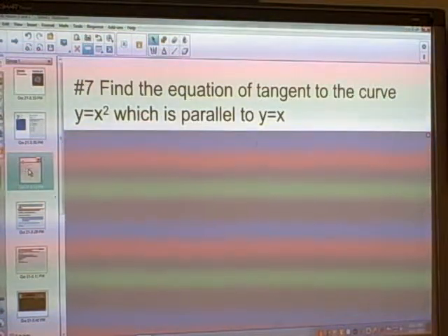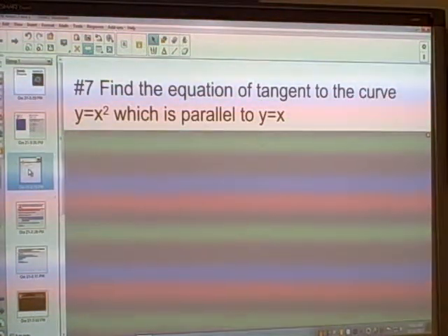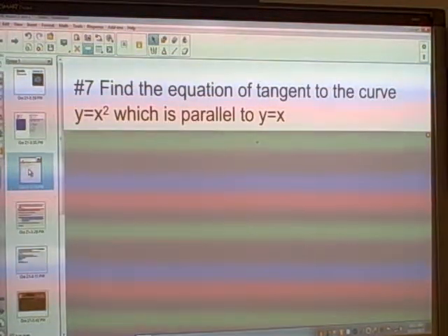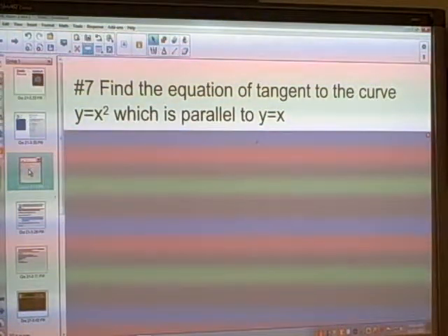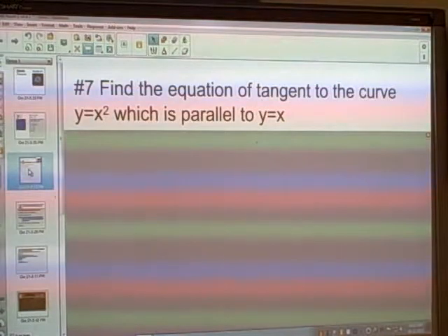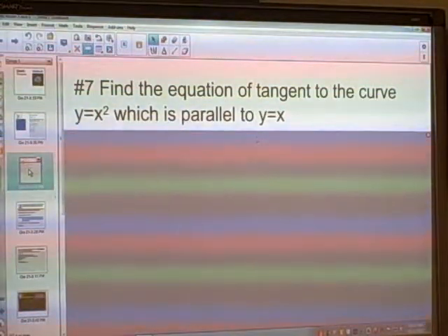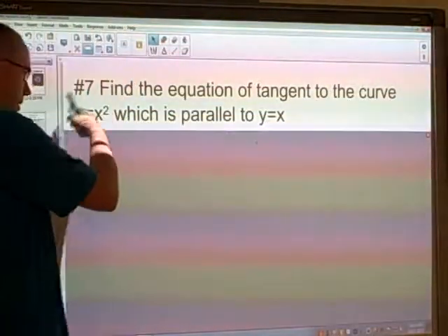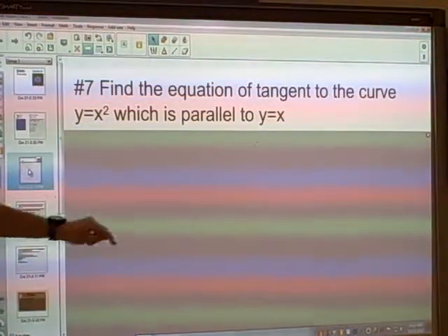Now we need to start thinking about what information do we need. Well, if it's a tangent, that means it's a straight line. Therefore, we're going to need to find the slope of that line, and we're also going to need to find a point that it passes through. So to find the slope, we're going to differentiate. So if y equals x squared, then dy by dx equals 2x.